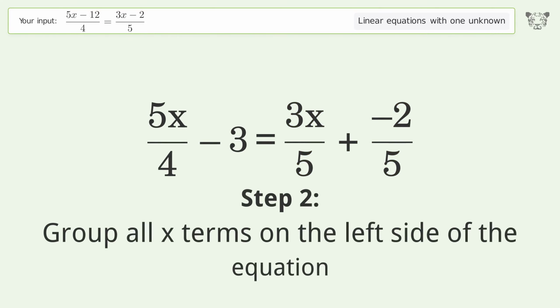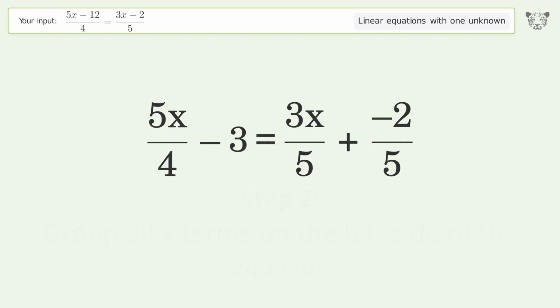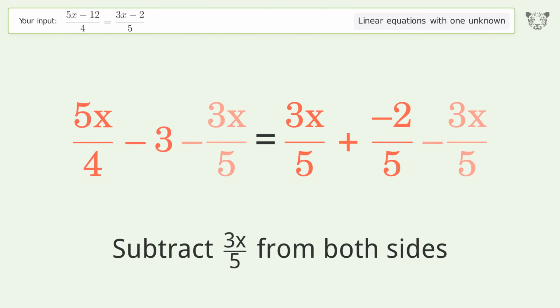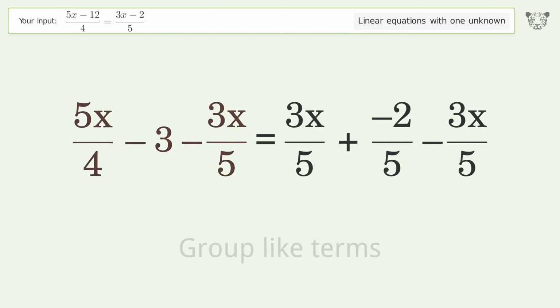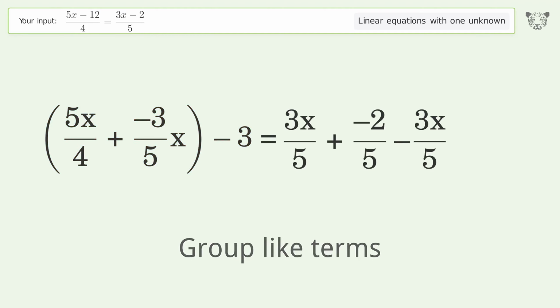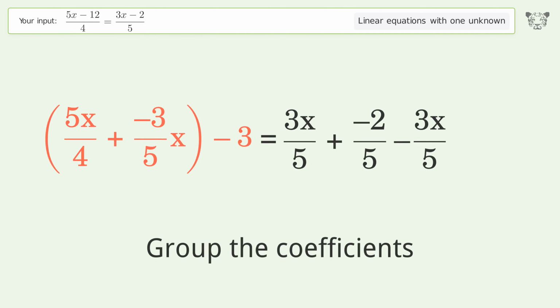Group all x terms on the left side of the equation. Subtract 3x over 5 from both sides. Group like terms. Group the coefficients.